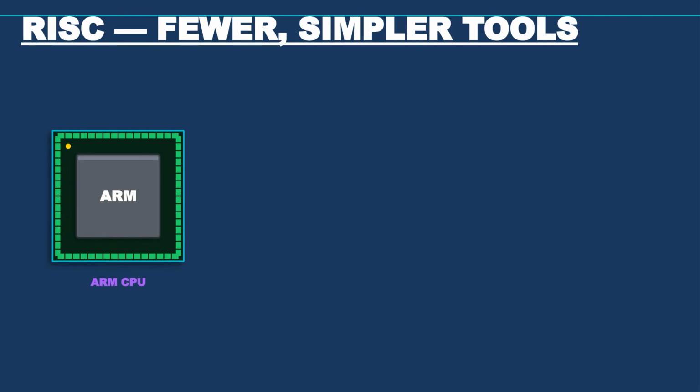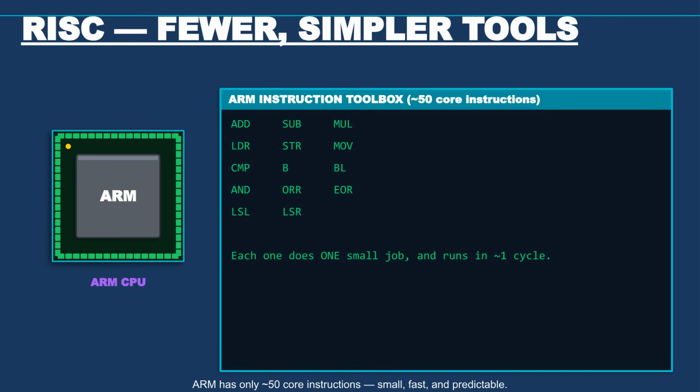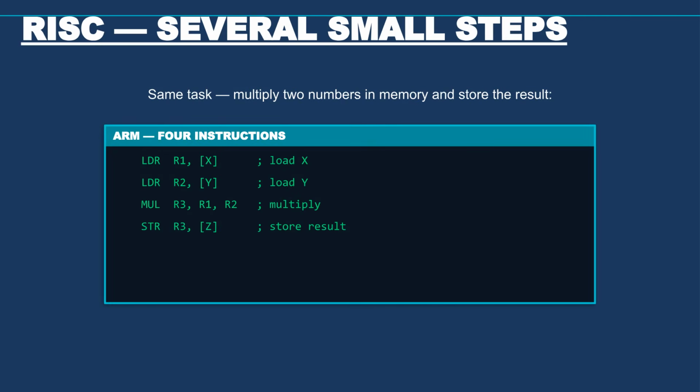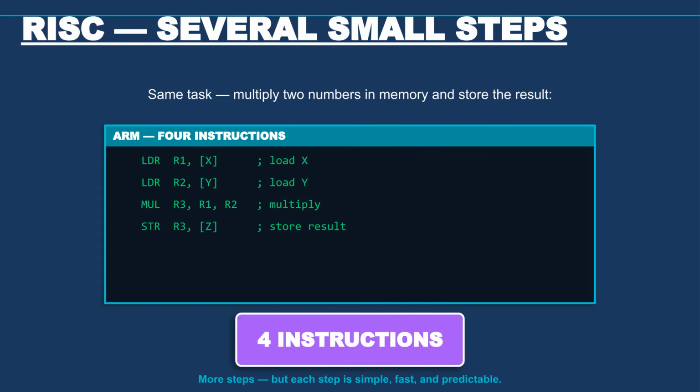In contrast, RISC, or ARM, uses fewer, simpler tools. It has about 50 core instructions. Each instruction does one small job and runs in about one cycle. For the same multiplication task, ARM requires 4 distinct instructions, 2 to load, 1 to multiply, and 1 to store the result. However, each step is simple, fast, and predictable.